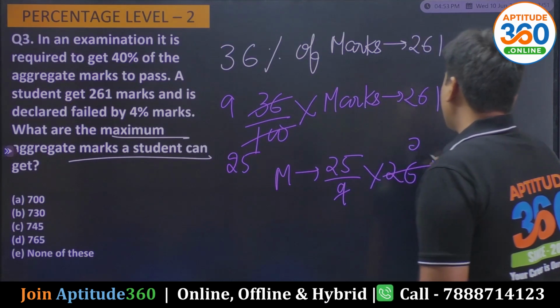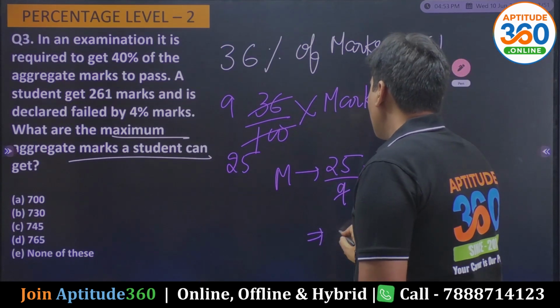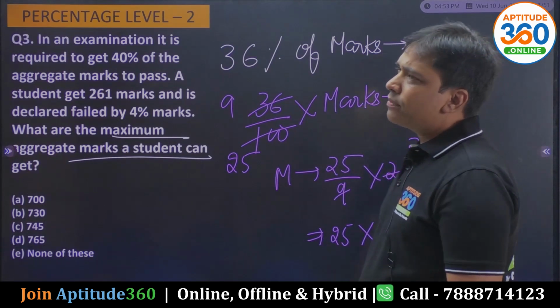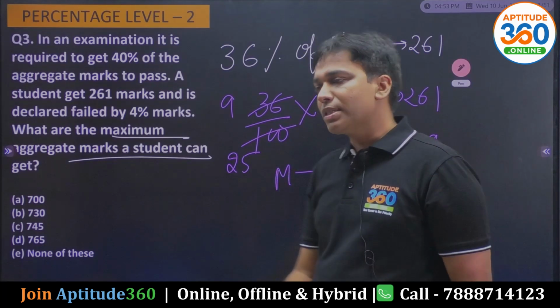This one is 9 into 29, and then this is 9. So that is 25 into 29. How do you simplify 25 into 29? 25 into 25, you know, 625. Now we are left with 25 into 4, which is 100.